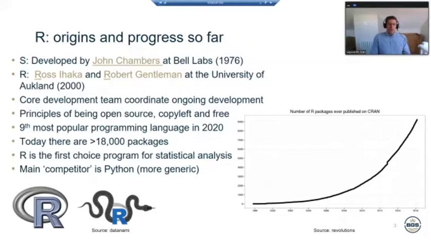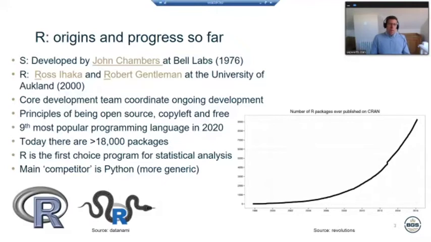So this was started in 2000 as a formal programming language which implemented S and developed S further within the R program. The core development team for R has coordinated the ongoing development of R over the subsequent years till today. And the basis and principles of R were that it was open source, copyleft, and free for users to use. Today, it's the ninth most popular programming language overall this year.